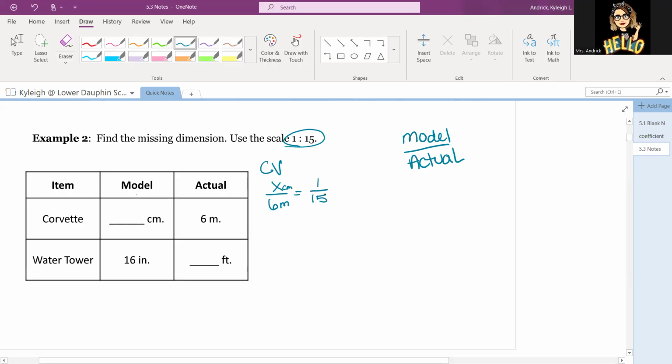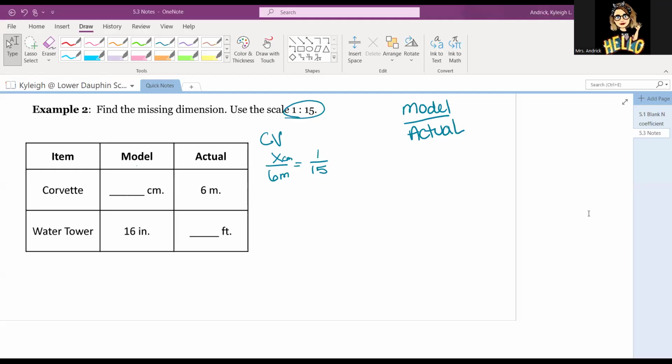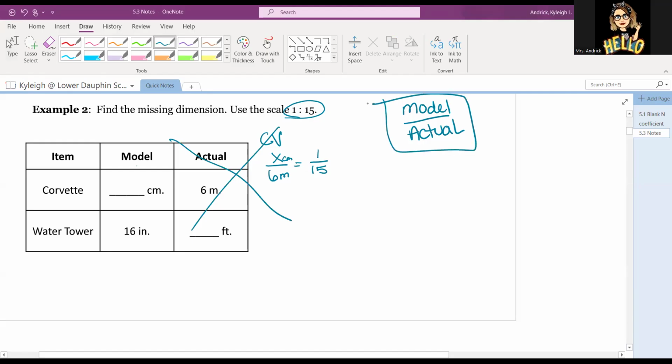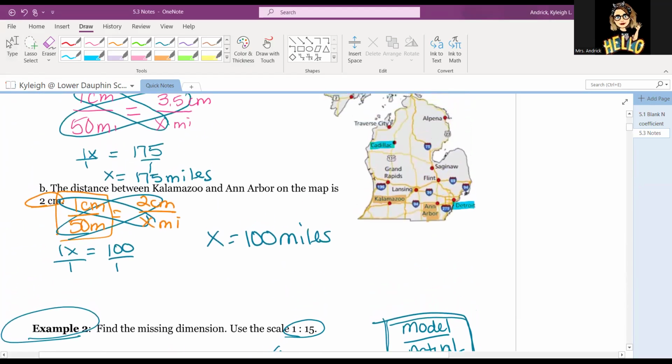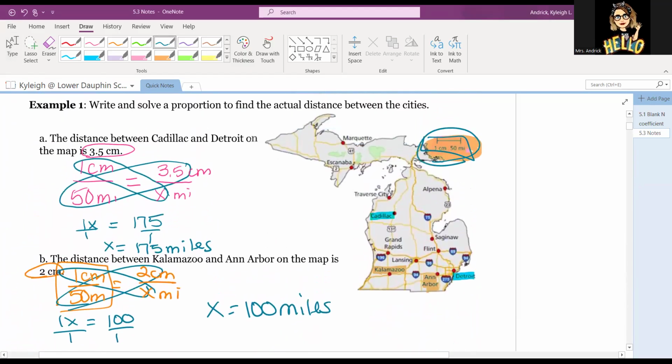I want you to solve that for me right now. Actually, I'm pretty sure yours looks different than mine, so let's cross this off and we'll talk about that tomorrow. You'll need this, but it's just setting up the proportion and solve. So we could talk about example 2 tomorrow in class. So stop here, but know the phrase model over actual, and just know that you find the scale, set up a proportion and solve it like we've been doing. Okay.